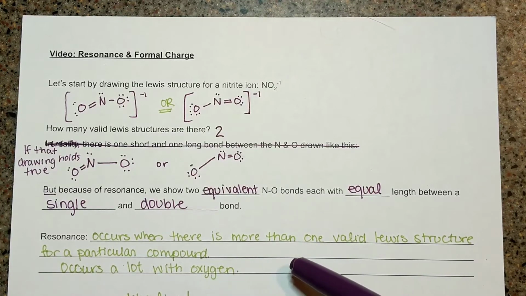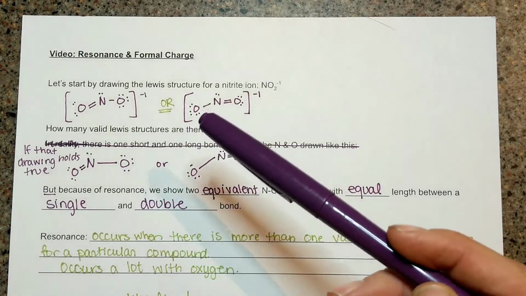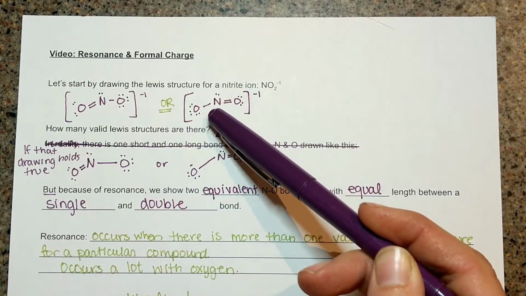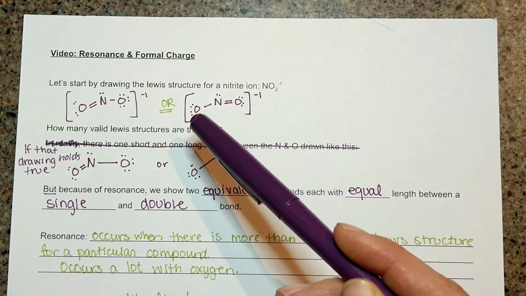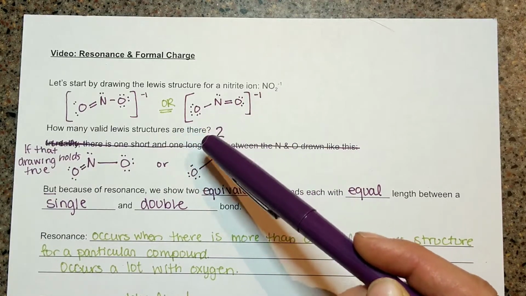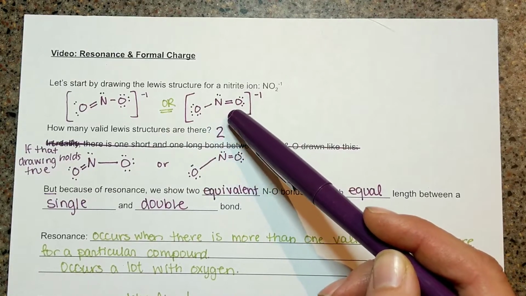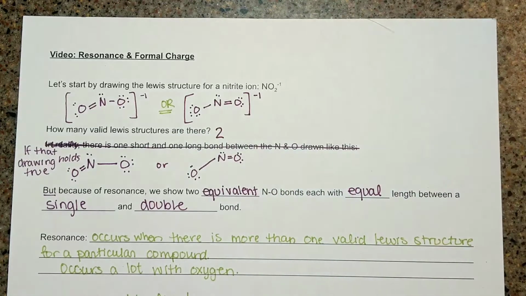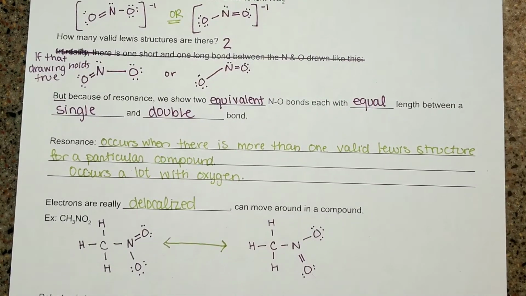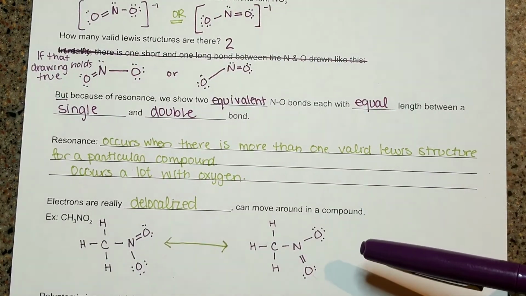This happens when there is more than one valid Lewis structure for a particular compound. It means that what really is going on is a hybrid, a superimposing of this structure over this structure, where we have 1.5 bonds here and 1.5 bonds here. We don't necessarily have a perfect double bond on one side or the other, because remember, our electrons are really swarming all over in their orbitals. We'll notice that this type of resonance occurs a lot with oxygen. Really, electrons are delocalized and can move around in a compound.